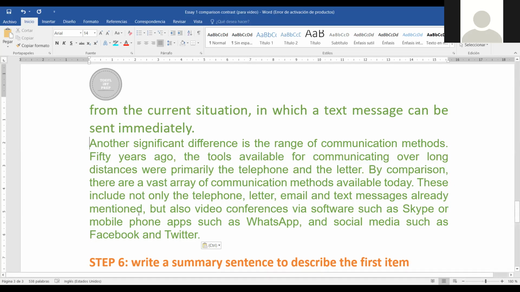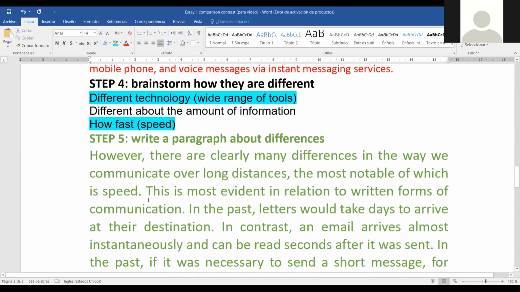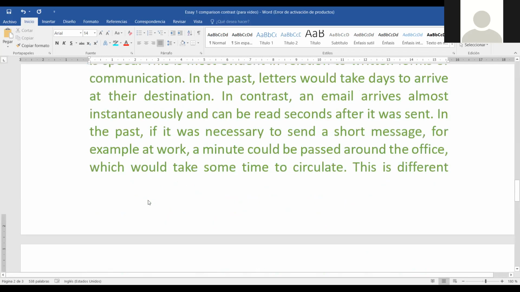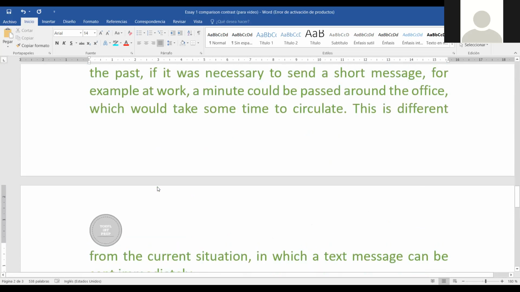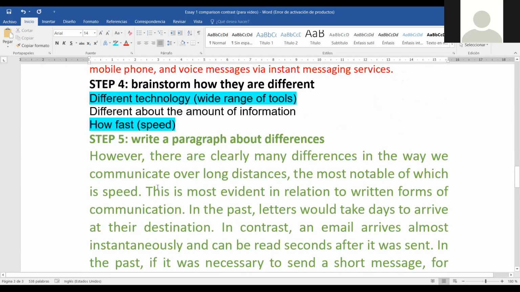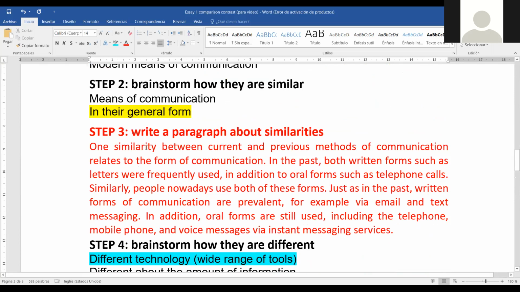Okay, so we have the two paragraphs there. We are in step 5. Then it says write a summary sentence to describe the first item. But before that, I have to point out this one, Luis, the transitions, the connectors. I will highlight this.